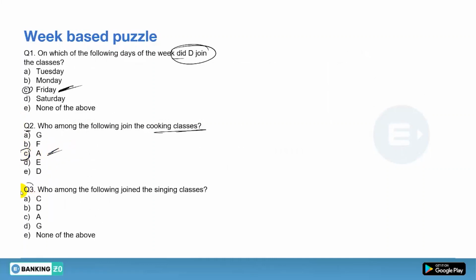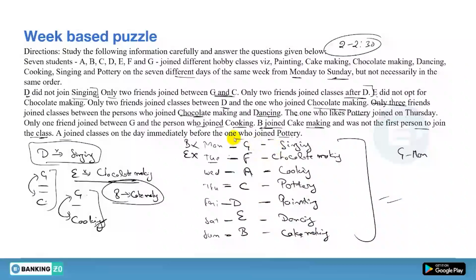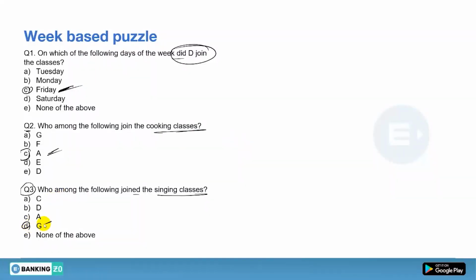Done. Last question number 3, who among the following joined the singing classes? Okay, so singing is joined by G. So the answer will be option number D. Clear or not? Done. So these were the questions based on the given puzzle.